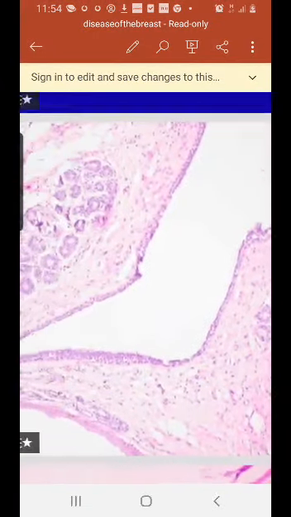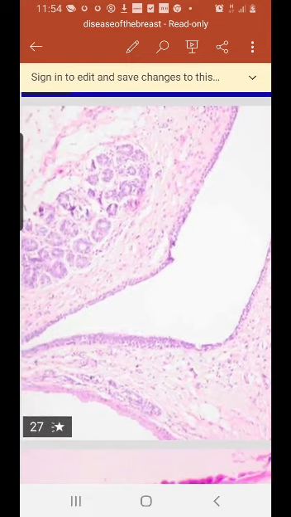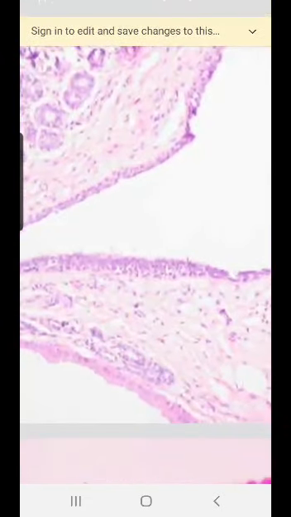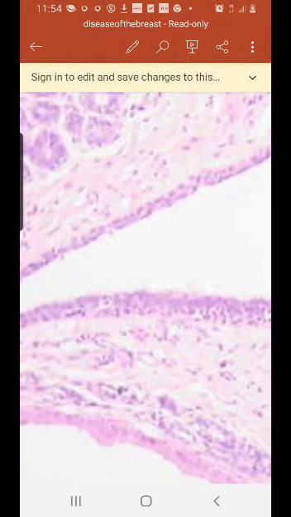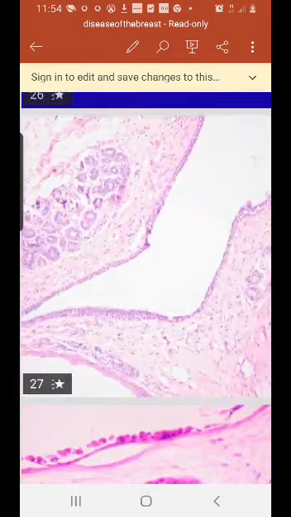Now you can see this is a cyst here lined by flattened to a little bit of 3 to 4 layered epithelium, and on a real high power you might be able to see some sort of apocrine change in this lining epithelium.